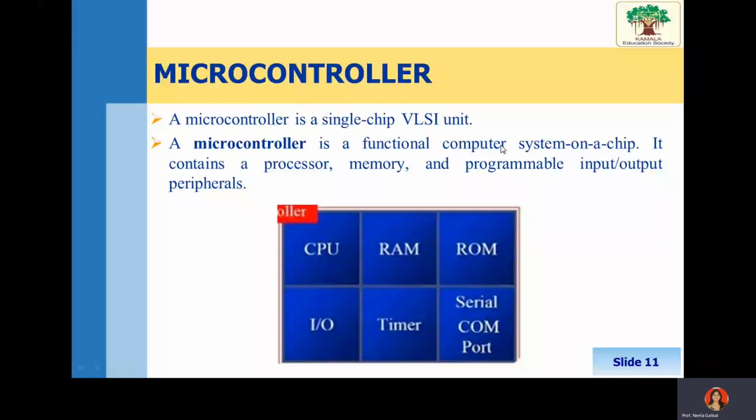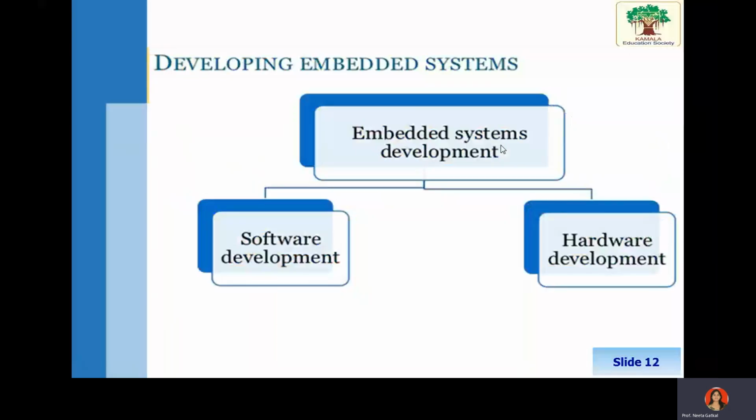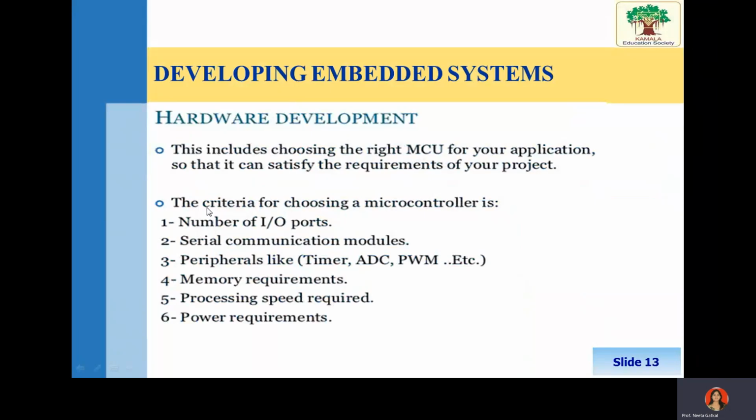Now, developing an embedded system. As we know, an embedded system is a combination of hardware and software. Till now we discussed the hardware, the function of the processor and the function of the controller. So this is related to hardware development. The second part is software development. So embedded system development is classified into two parts: hardware development and software development. The first one is the hardware development.